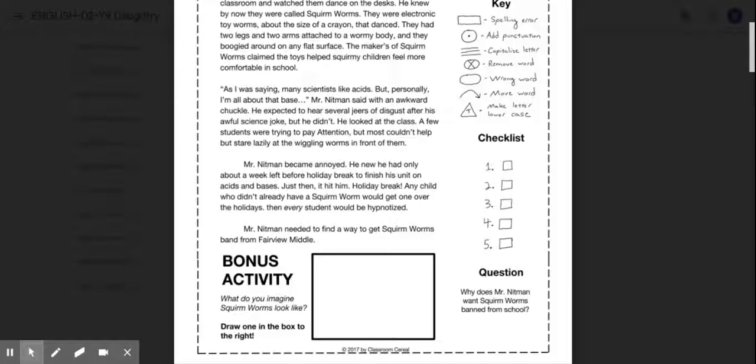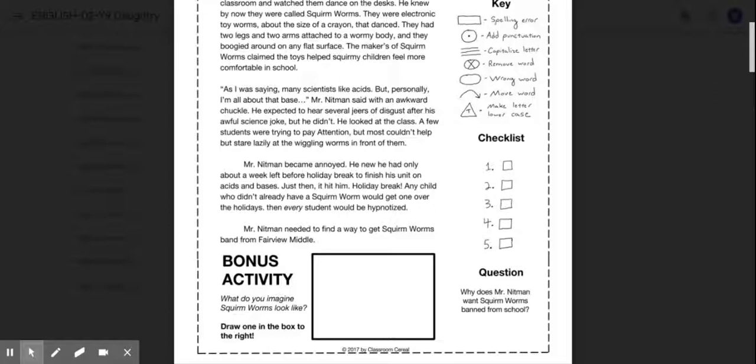He looked at the school. A few students were trying to pay attention, but most couldn't help just stare lazily at the wiggling worms in front of them. Mr. Knitman became annoyed. He knew he had only about a week left before holiday break to finish his unit on acids and bases.